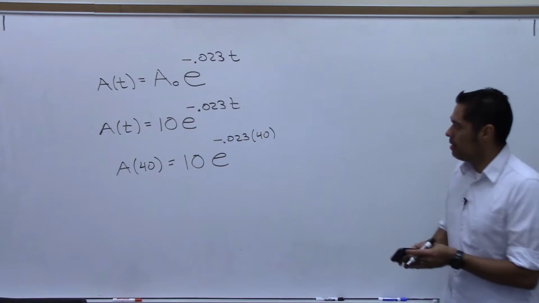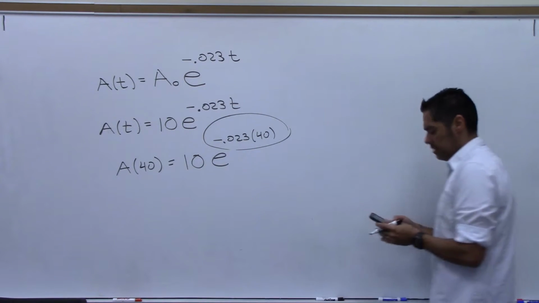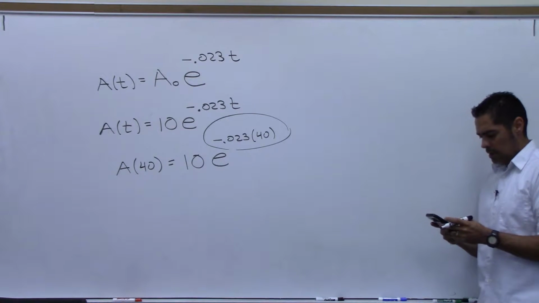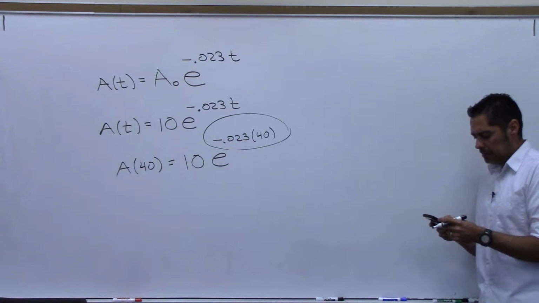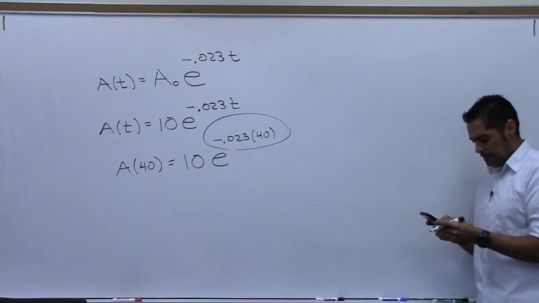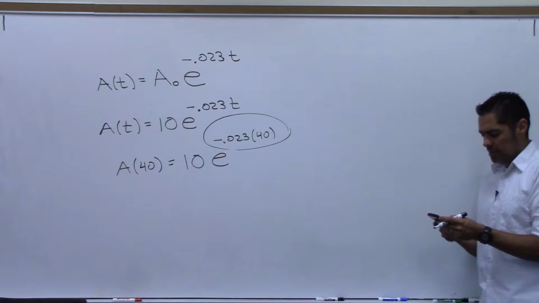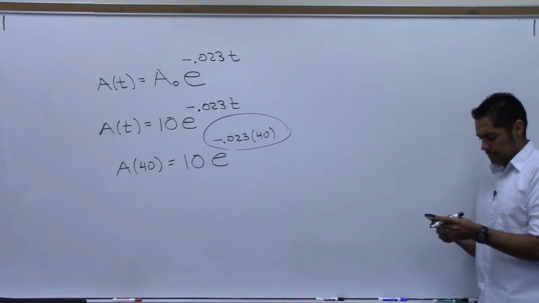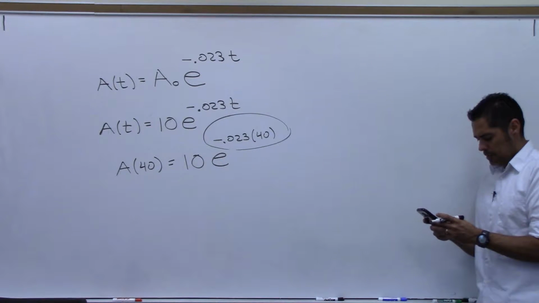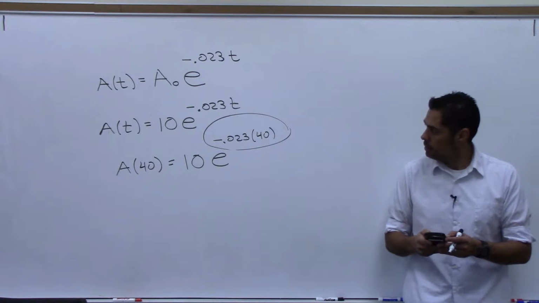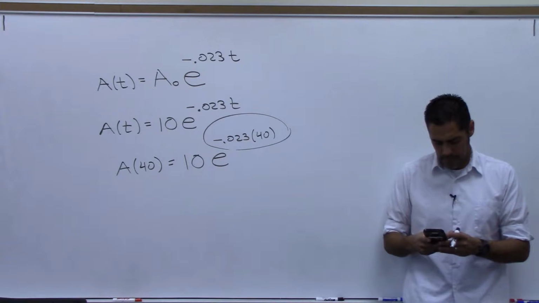So I'll do that on my calculator real quick. I'm going to multiply these two together first, 40 times 0.023, and then I'm going to take e to that number, right? e raised to that, and then times 10.